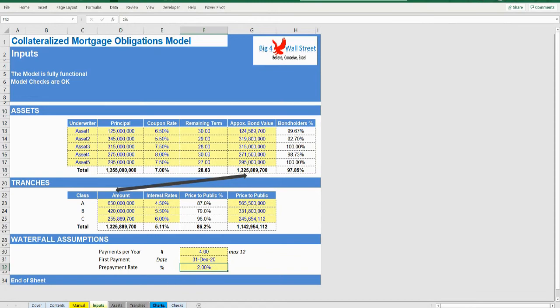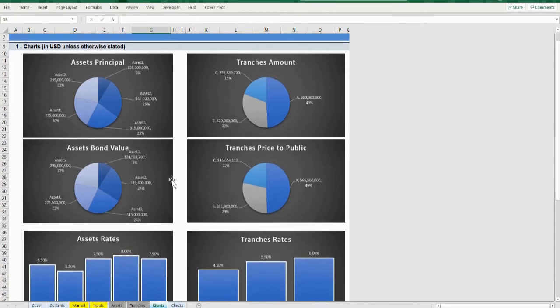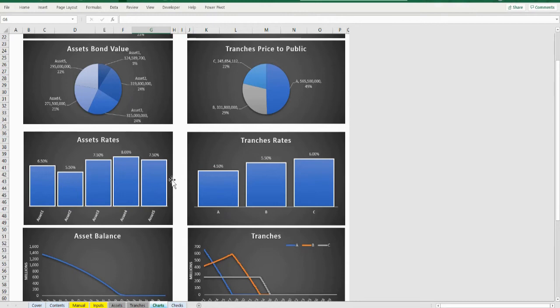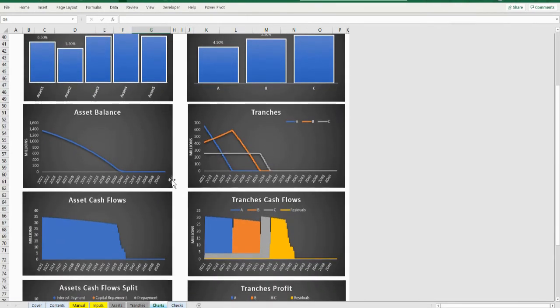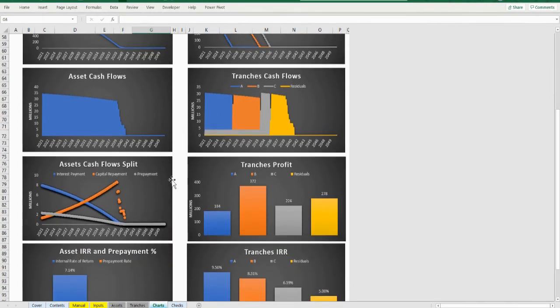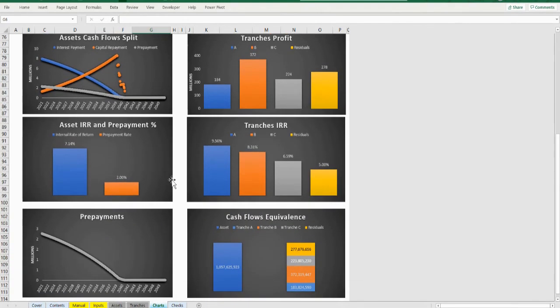Additionally, on the Charts tab, a series of charts are presented: assets, principals and bond values, tranches amount and price to public, assets and tranches interest rates, asset and tranches balances, cash flows, asset cash flows split, tranches profit and internal rate of returns, asset internal rate of returns and prepayments, and cash flow equivalents.